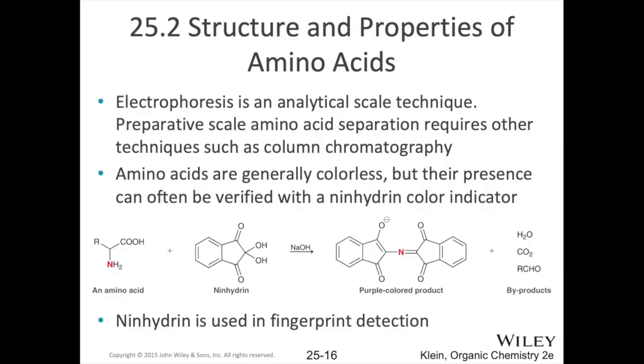amino acids present. Okay, so this is often used, for example, when you're effectively dusting for fingerprints, so to speak. The traditional method involved an actual dust, but you can essentially spray for fingerprints by using a ninhydrin spray.